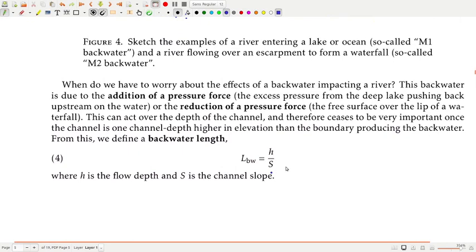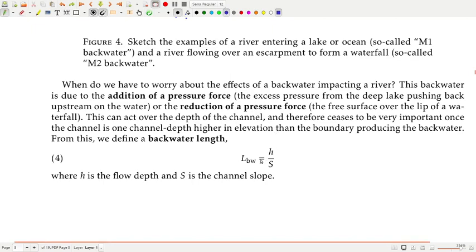But we might want to consider when, at least, these things might be important versus when we don't have to worry about them. Because then we at least can know and be certain when the simpler approaches I'm going to present here can be used. And to do so, we can create a scaling relationship that we call a backwater length.